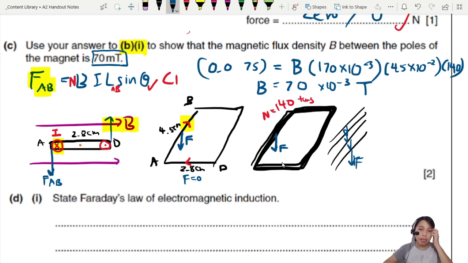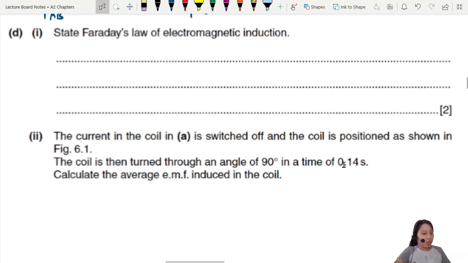Okay, so remember BIL sine theta, yes, correct, but that's for one conductor. If you have a coil, there are many conductors there, and you must take into account every single one of them. All right, next question. In case you haven't memorized it, it's a good time to practice memorizing.